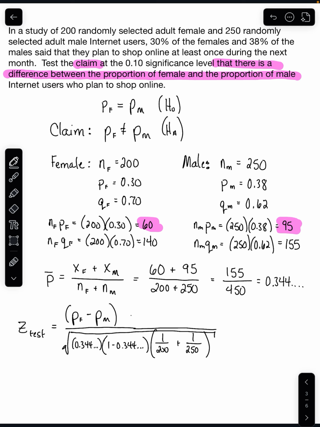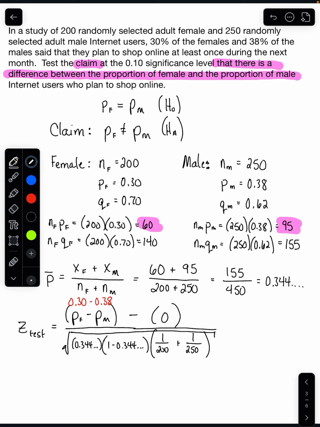Now, in the numerator, we do technically have a second thing being subtracted there, but under the assumption that our proportions are the same, that should be equal to 0. I wrote in some of the values here, but not all of them. Our proportion of success for females was 0.30, and our probability of success for males was 0.38. I don't know why I didn't write those to begin with.